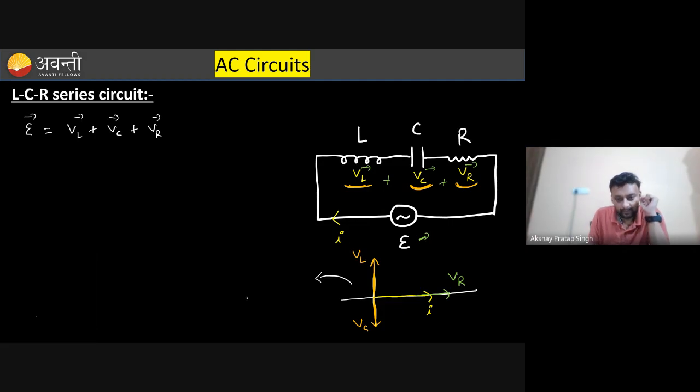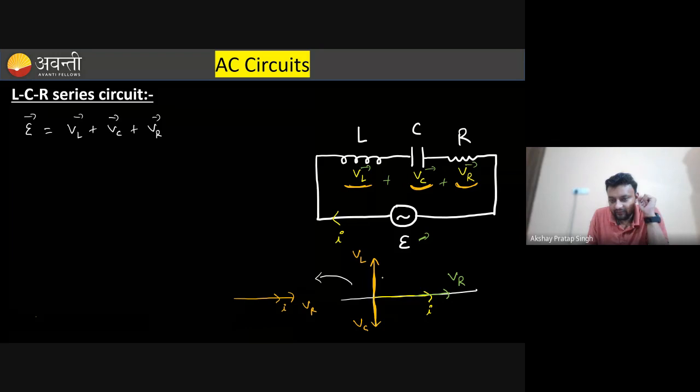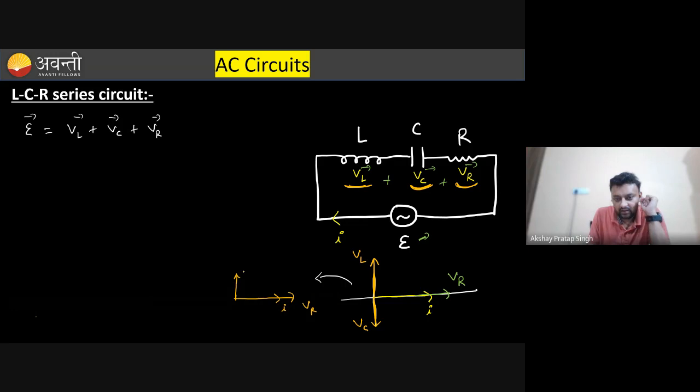it will be something like this. This is our VR, this is our I, and VL and VC are opposite to each other. So it can be like this one, VL minus VC. If two vectors are opposite to each other, they can be subtracted. I hope you know this thing. So this is the case. Now, what will be the net EMF? This is going to be the net EMF at some angle, let's suppose phi, with the current.